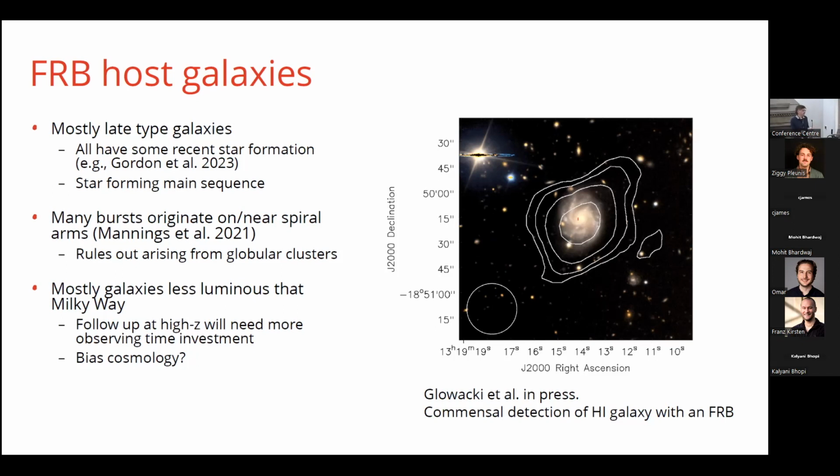And just an example of a commensal FRB detection. This was detected commensally with Wallaby, which is the H1 survey. What we're seeing here is the little red circle is the FRB position, which is coming from quite close to the center of the face-on galaxy. You can see the lovely spiral arms in the optical, and the contours are showing you the H1. So it's nice to get all that information just from one observation.